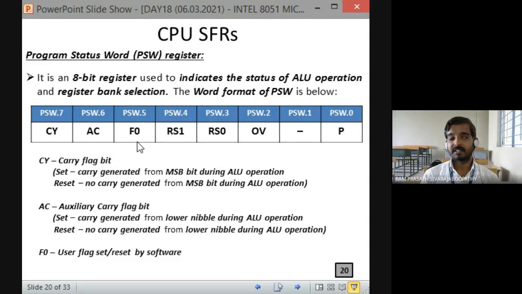Is it clear? The flag will not be set automatically. In the program only the user has to set or reset it. Say for example, if a switch is turned on, then what can I do? Whenever something is done in your program, after that you can set or reset this particular bit, so that at any point of time by referring to this bit you can understand the status of your application, whether the LED is on or off.